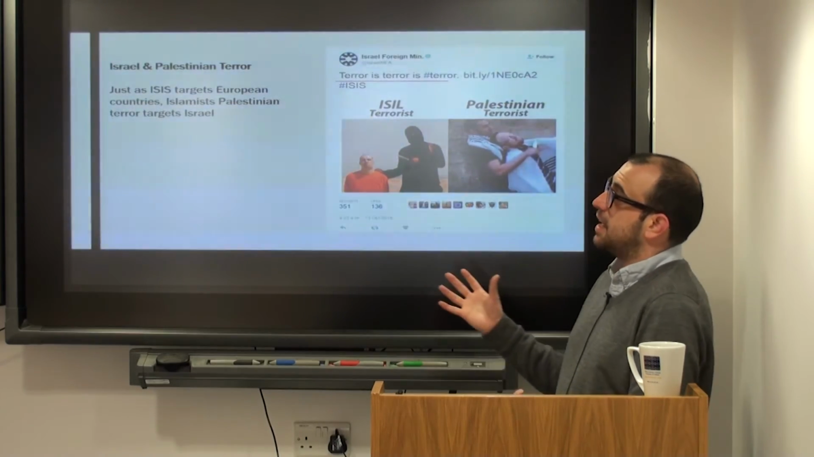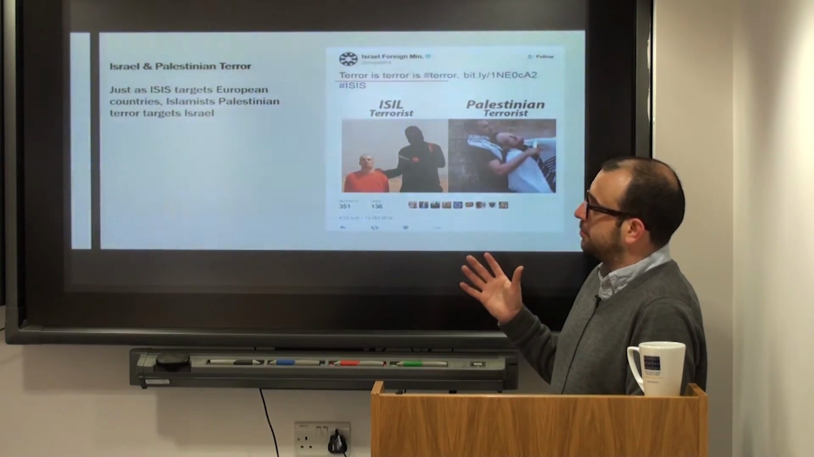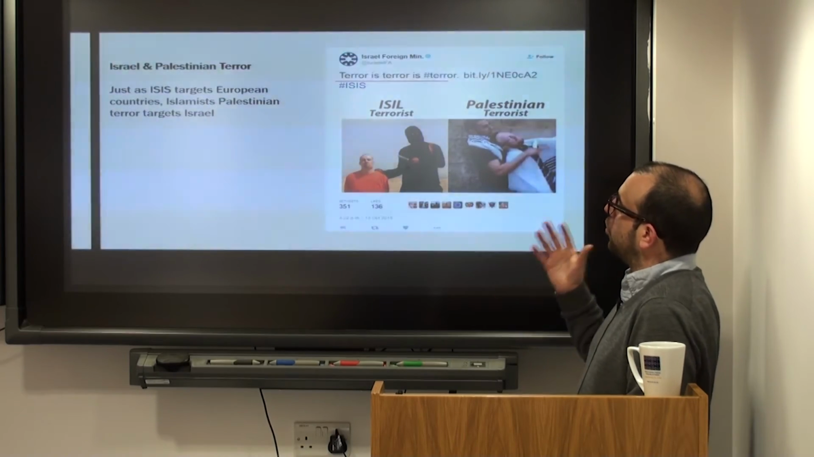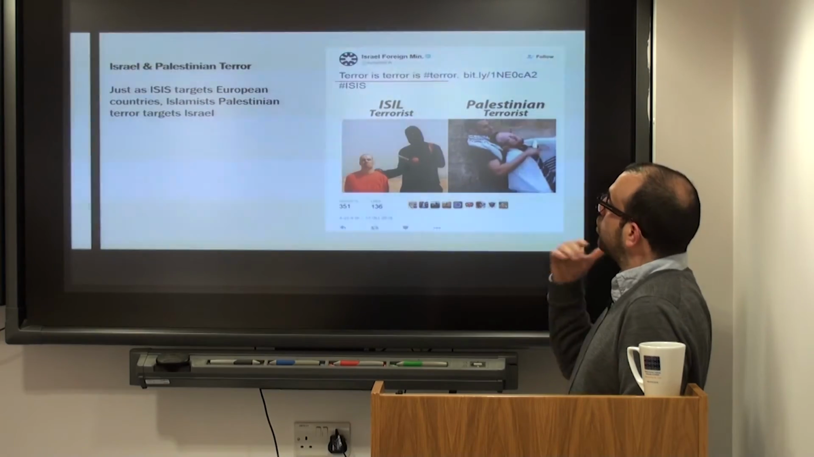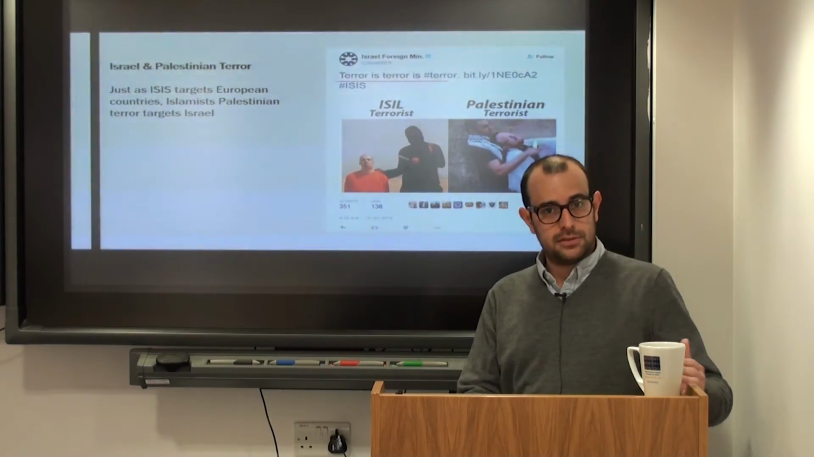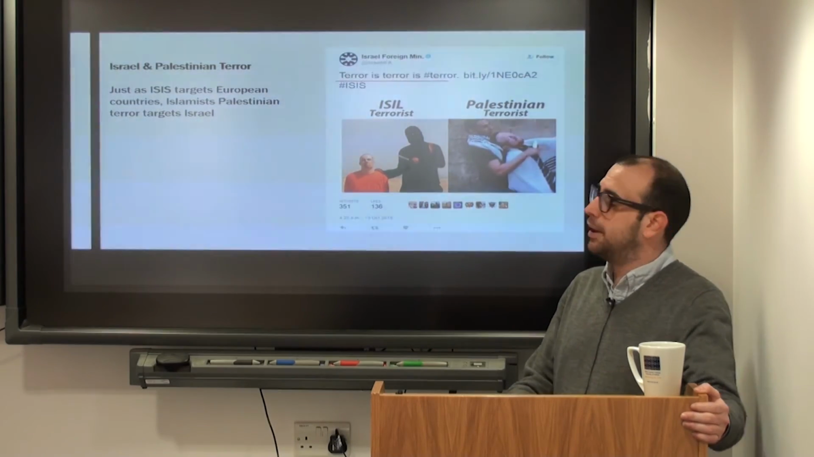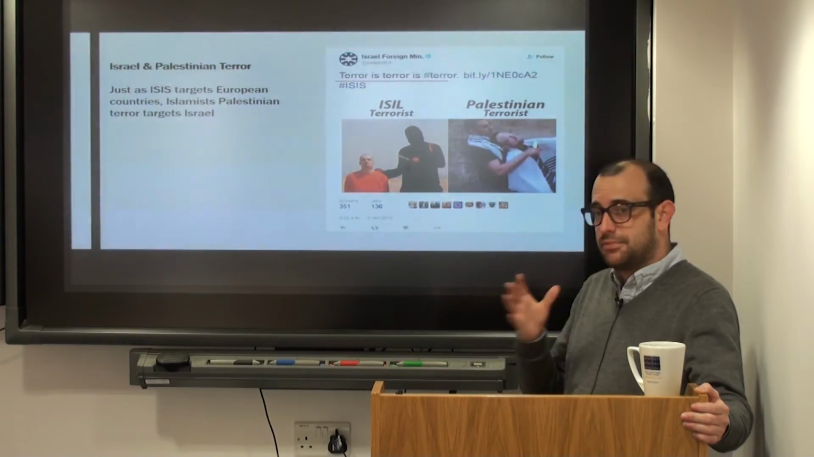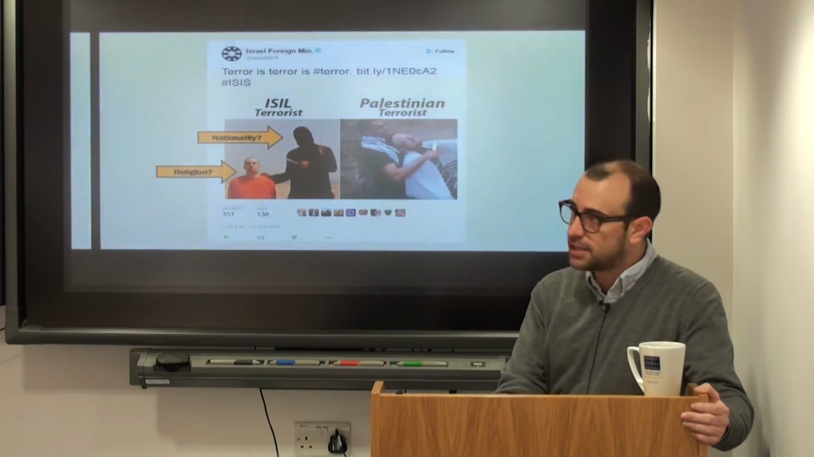Third, just as ISIS targets European countries, so Islamist Palestinians target Israel. And actually this image I think is very powerful. On the one side you have the ISIL terrorists, and on the other side you have the Palestinian terrorists, with the quotation saying terror is terror is terror. So there is no difference between ISIS terrorists in the Middle East, ISIS terrorists attacking Belgium or France, and Palestinian terrorists attacking Israel.